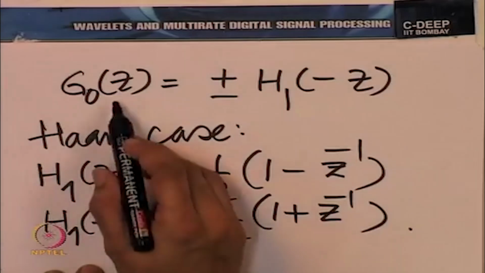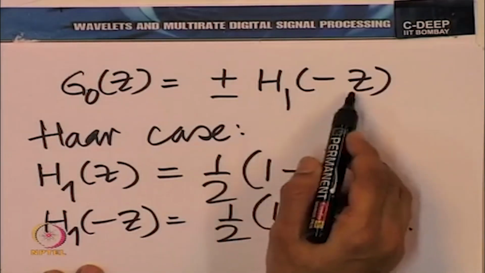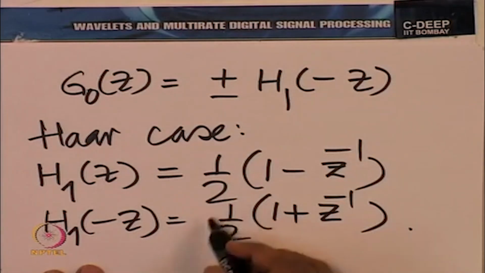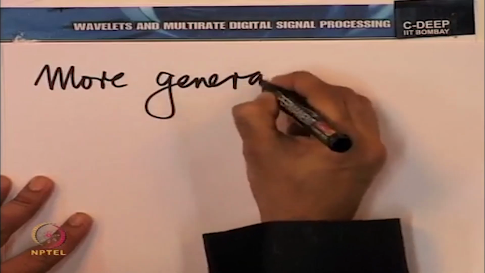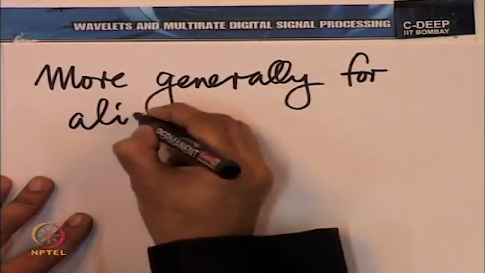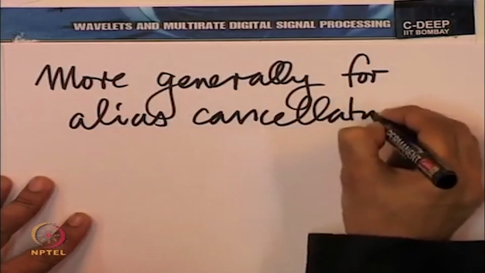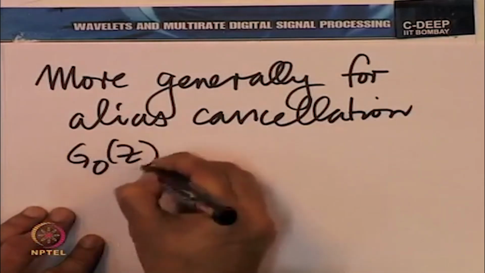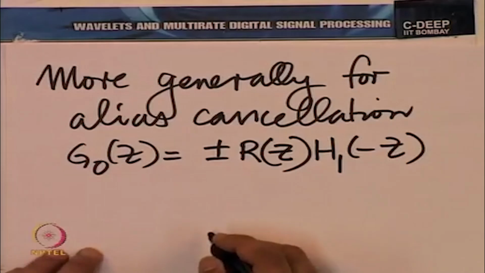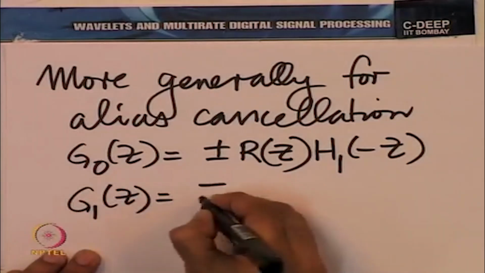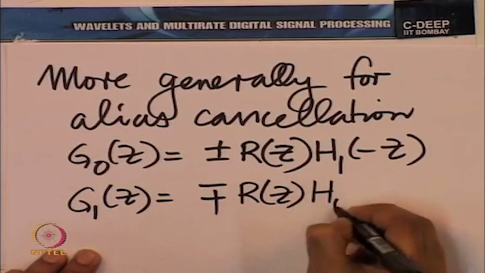So, you will notice that G0(z) is indeed plus H1(-z), but without this factor of half. Now, you know that factor of half is not an issue at all. You remember that more generally we had written down the following requirements. We had said that more generally for alias cancellation, we need G0(z) to be plus or minus some R(z) times H1(-z), and G1(z) to be correspondingly minus or plus R(z) times H0(-z).